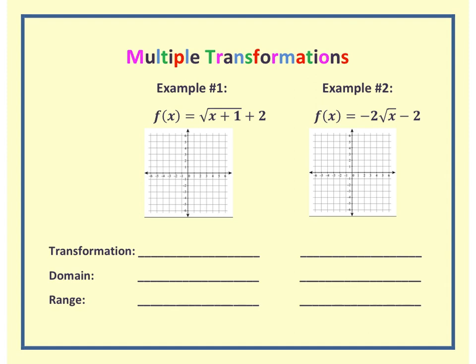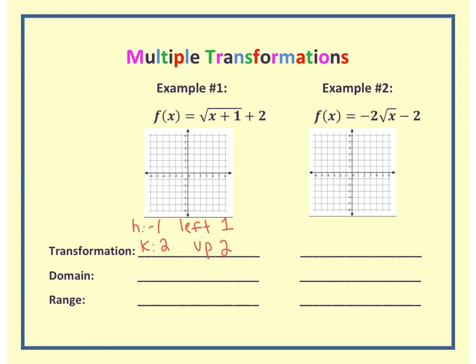Now, what if the problem has multiple transformations in one? So, this graph, this number is underneath the radical, so this is your h value. Your h is always the opposite of what you see. So h was really a -1, so the graph went left 1. The 2 at the end is outside, so that is your k value. Your k value is a +2. So the graph went up 2.